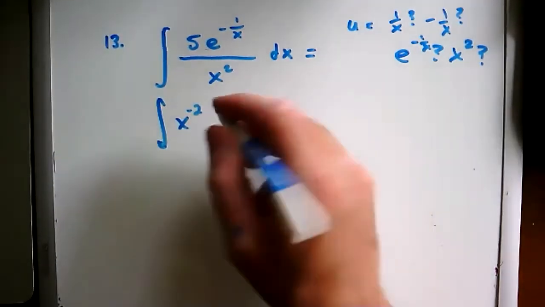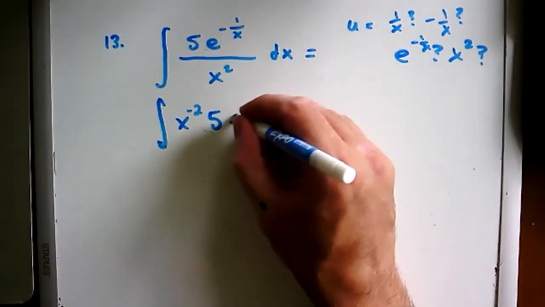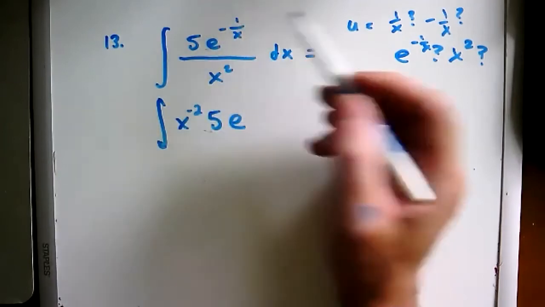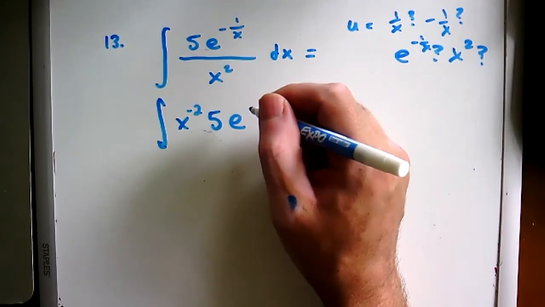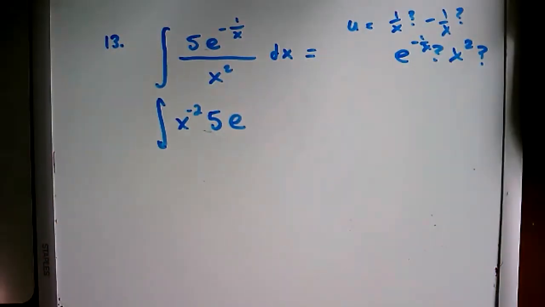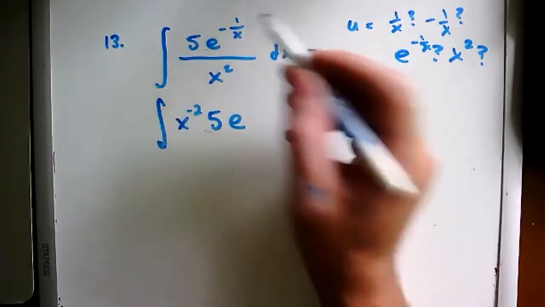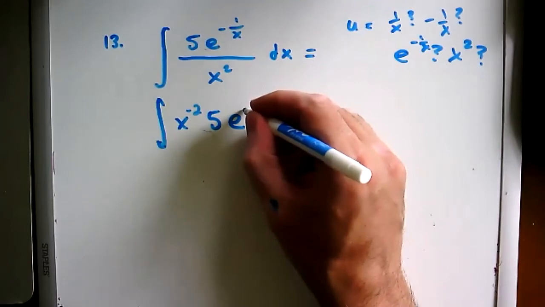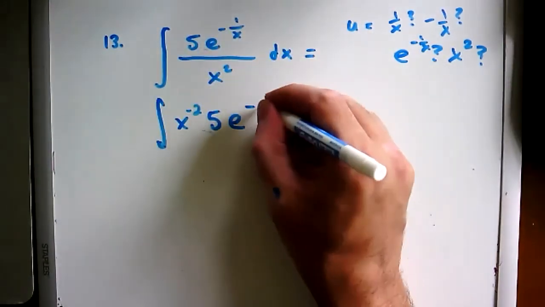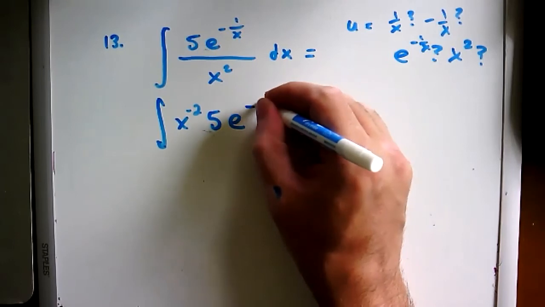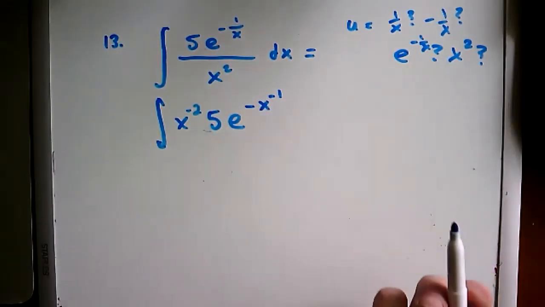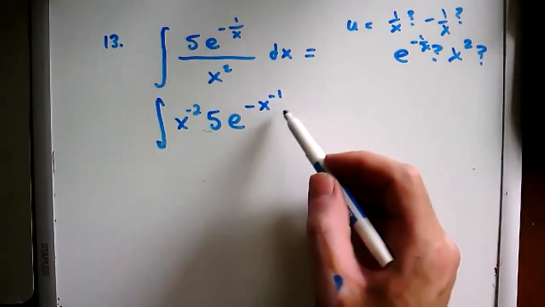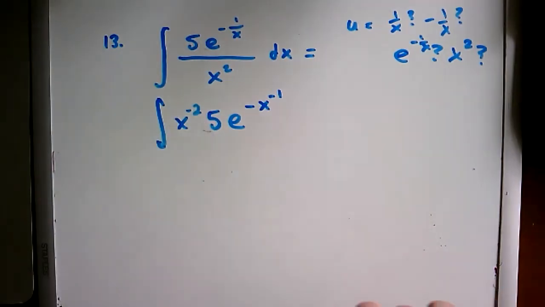And then let's see, what do we have left over? We have a 5e. Okay, now one more thing, 1 over x. 1 over x is x to the negative 1st power, right? Now let me make sure I copied this down right. We have negative 1 over, yeah, okay, good. So 1 over x is x to the negative 1st power. So this power of e could be written as e to the negative x to the negative 1st power. When I write it that way, I see a clue. I see this x to the negative 1st power and this x to the negative 2nd power, right?